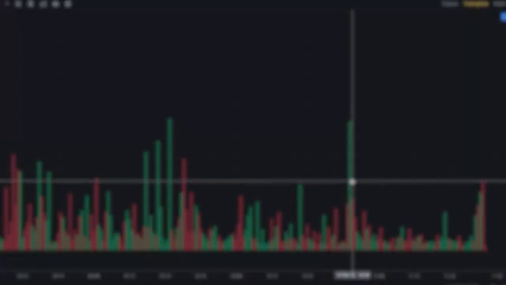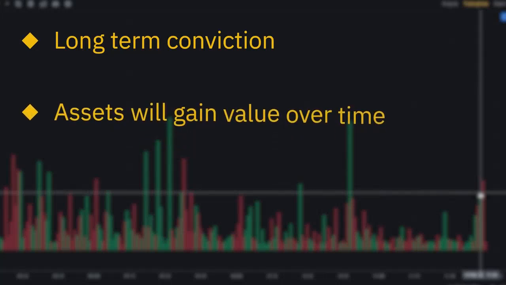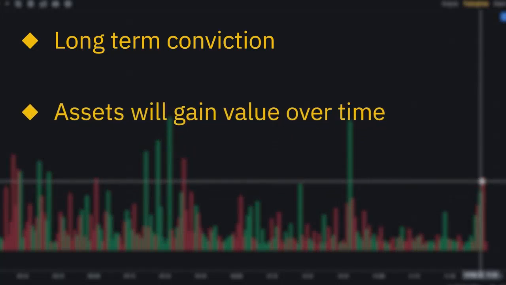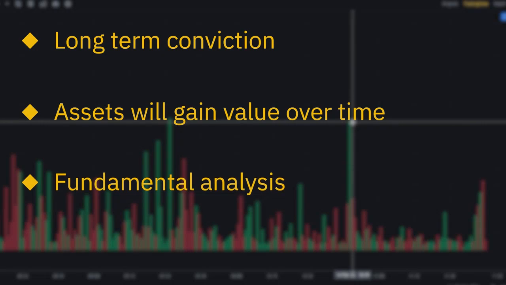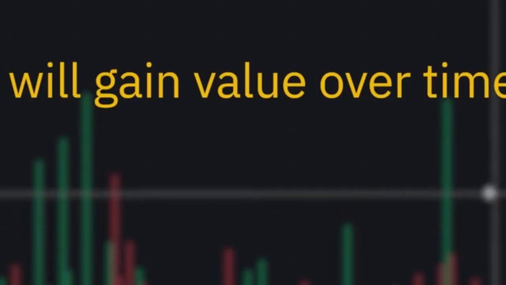The idea behind this strategy is that the trader has long-term conviction, and they believe that the asset will gain value over time. The buy and hold strategy is almost always based on fundamental analysis, and usually traders who choose this method won't concern themselves with technical indicators.